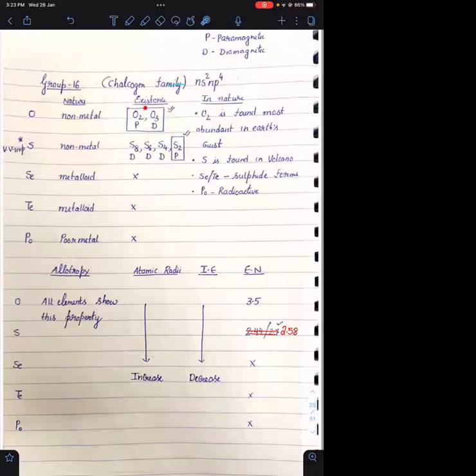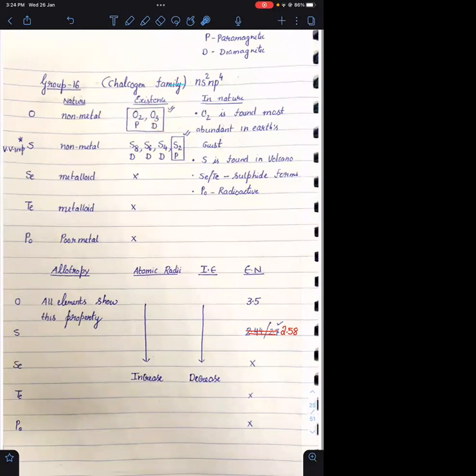Oxygen exists as O2 or O3. Sulfur exists as S8, S6, S4 and S2, out of which the first three are diamagnetic and S2 is paramagnetic, just like O2. O2 is paramagnetic, S2 is also paramagnetic, and O3 is diamagnetic. Okay, very important information.